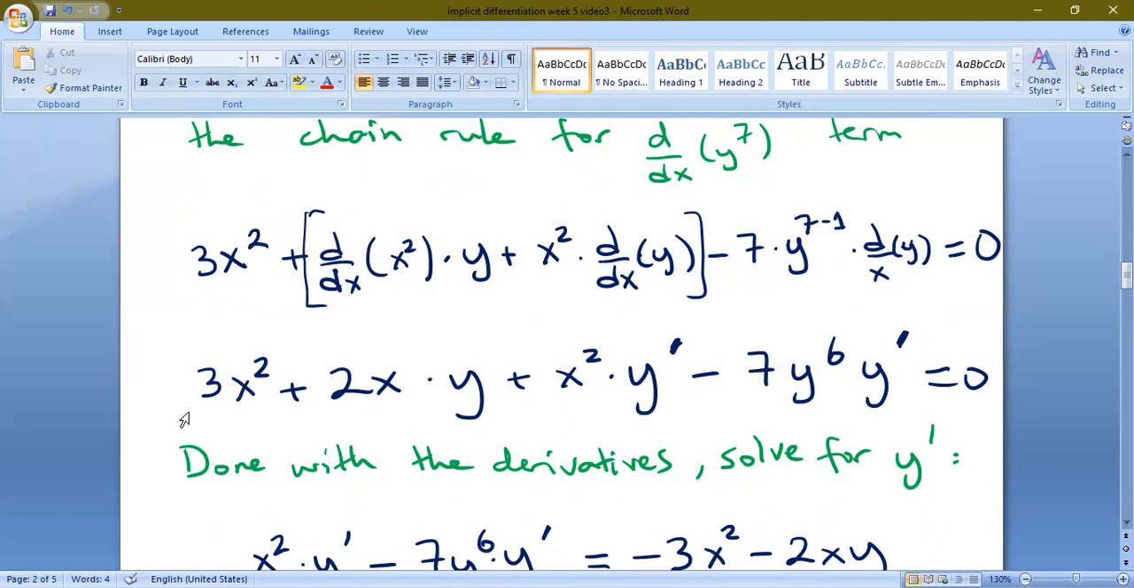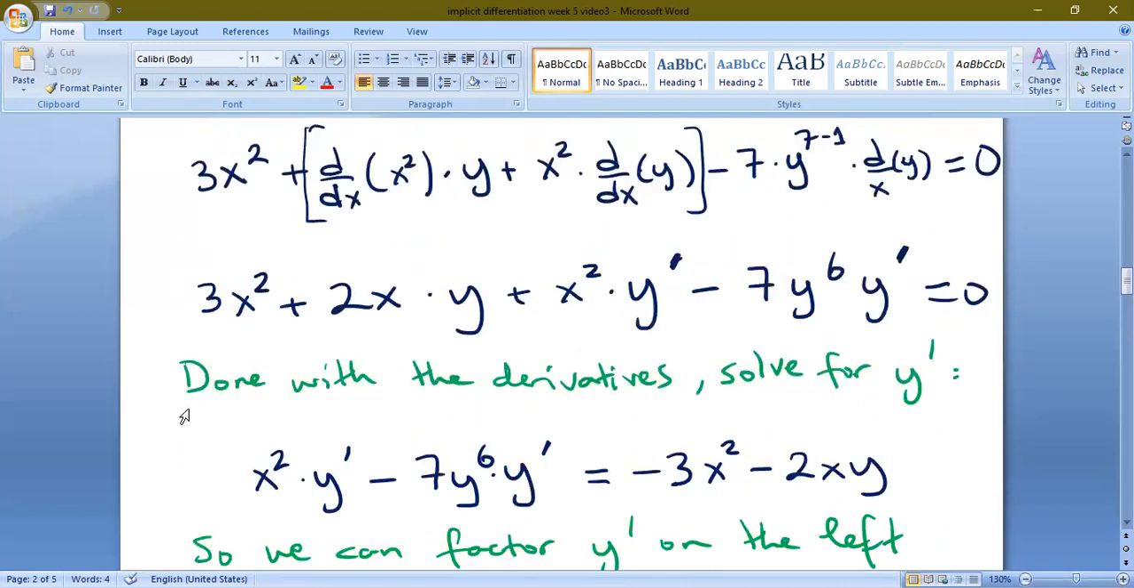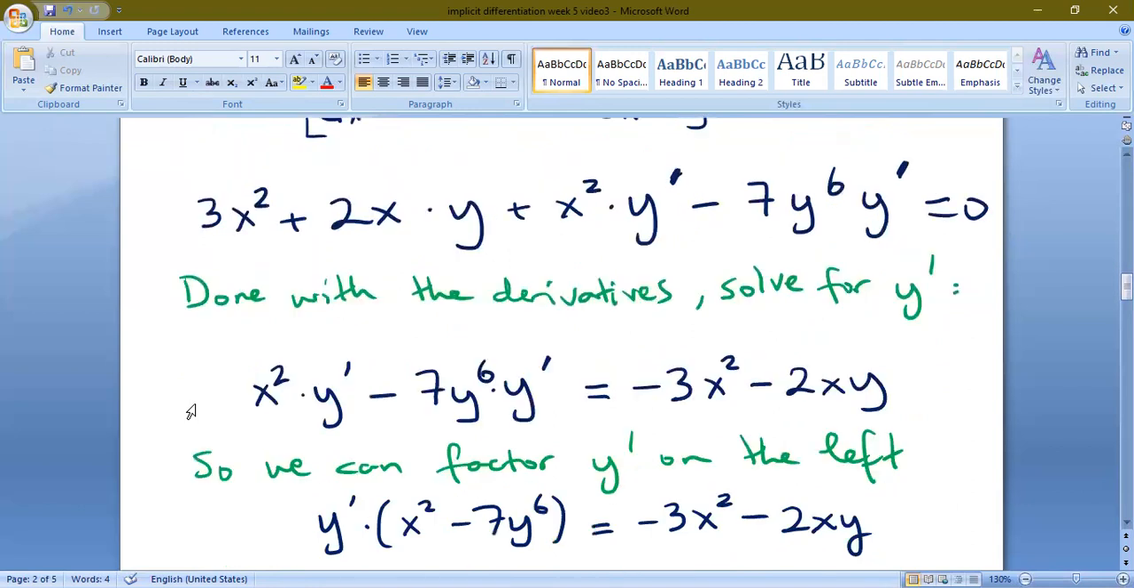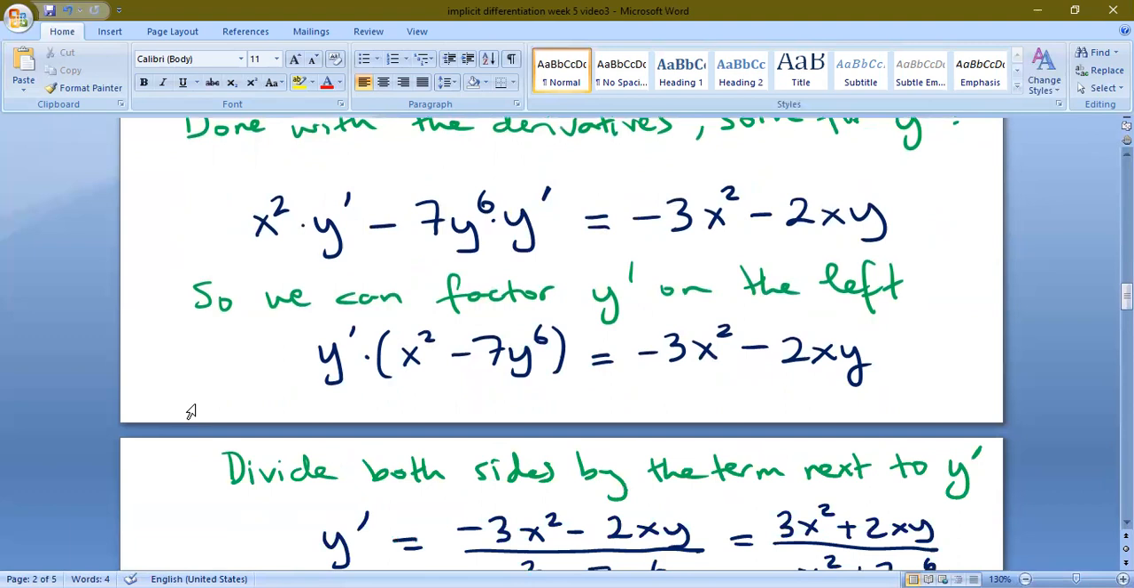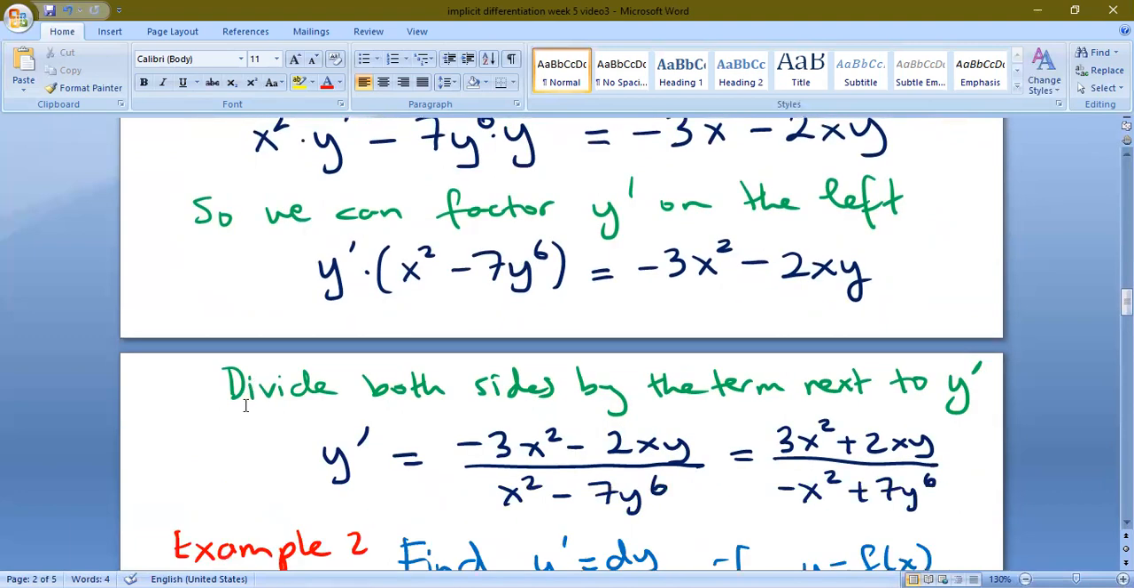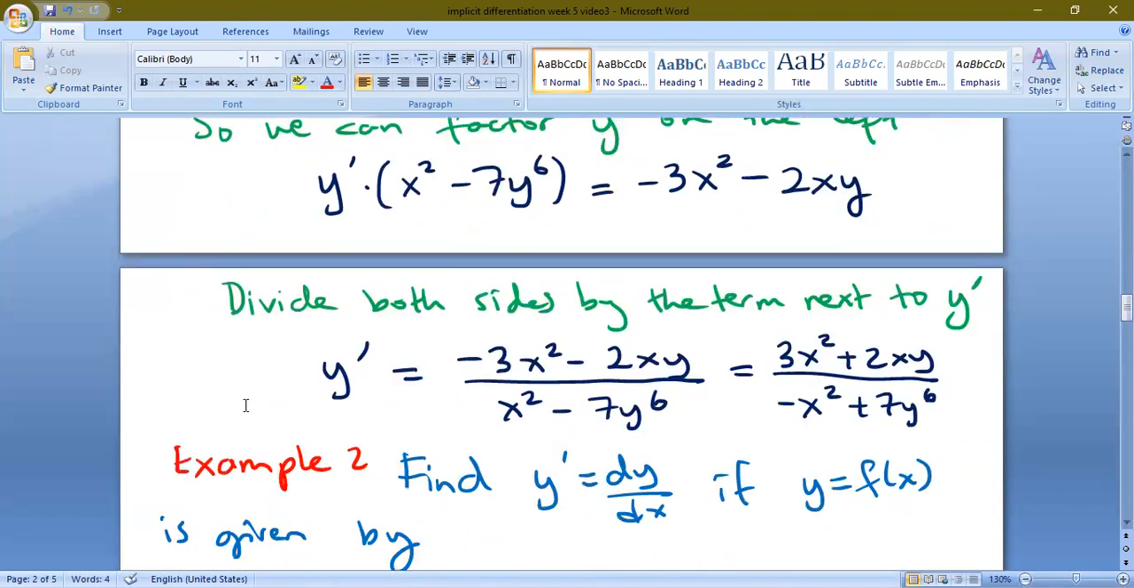So we solve for y prime because we want to find y prime. We keep the y prime terms on the left and take the other terms to the right. This way we can factor y prime on the left, which becomes this equation. And then if we divide both sides by the term next to y prime, we are going to get y prime. Okay.